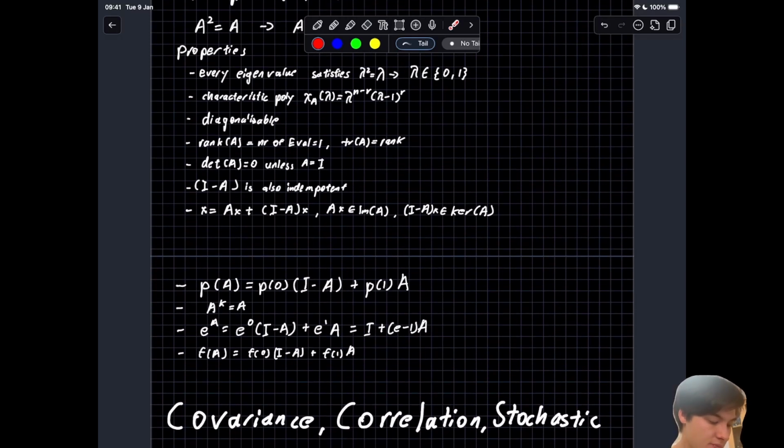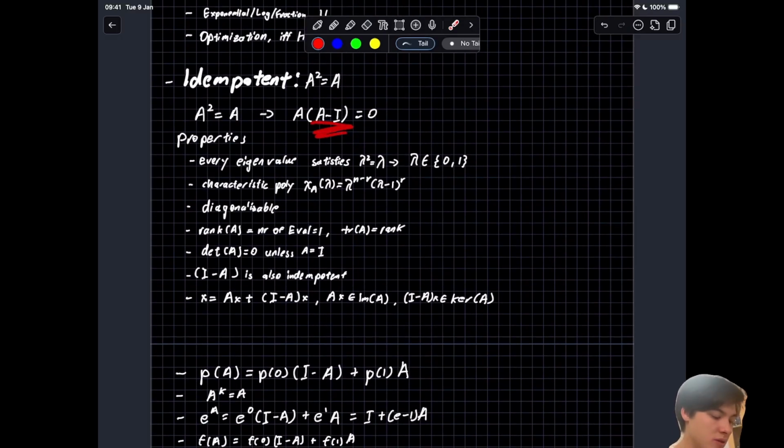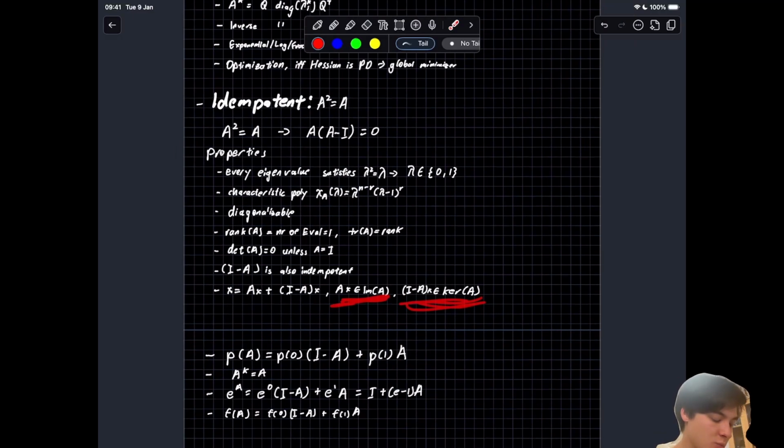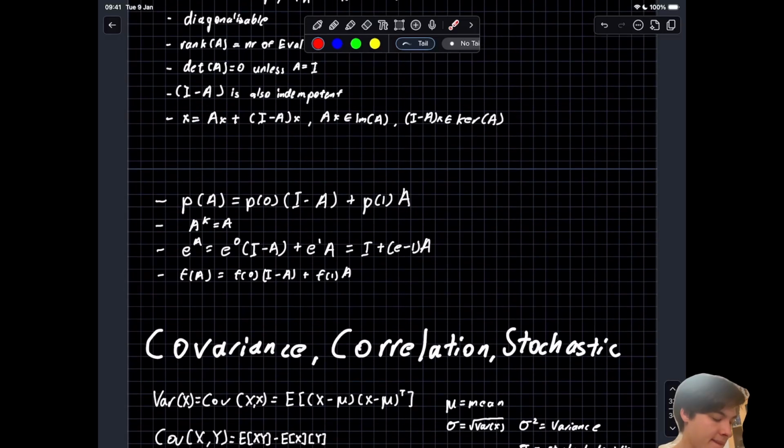And what did I have here? So x can be split up into Ax plus (identity minus A)x. This is the image, and this is the null space. Basically, it explains it.